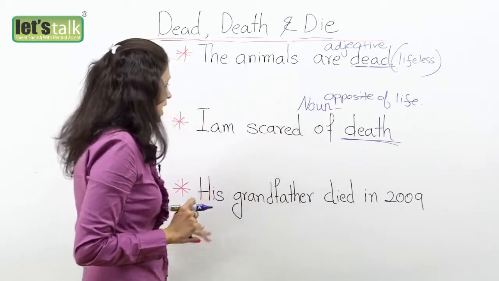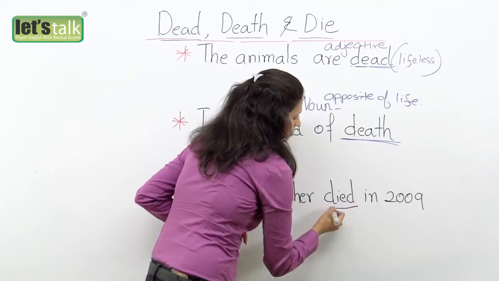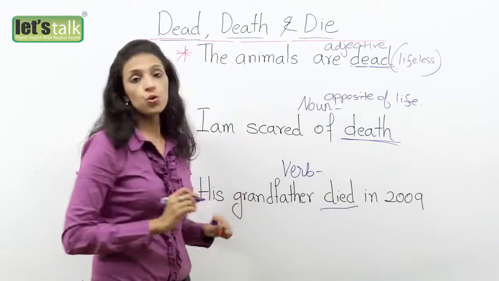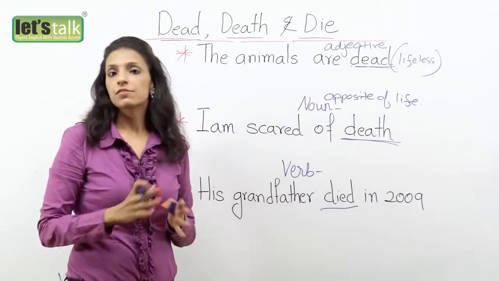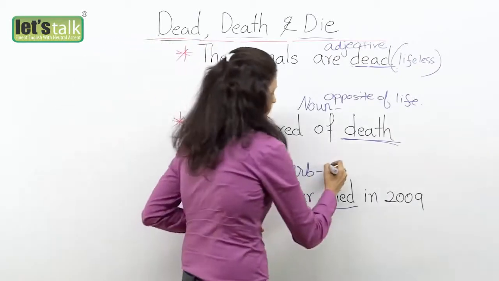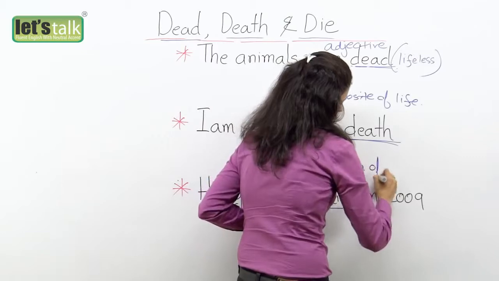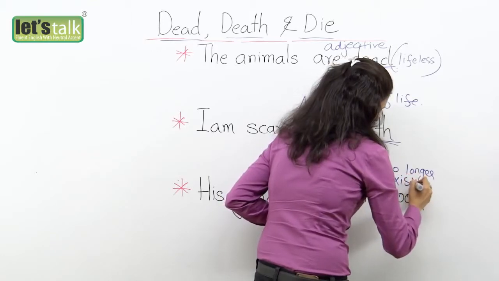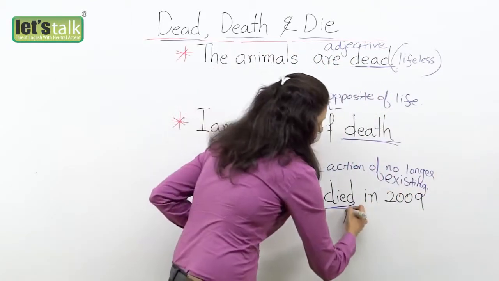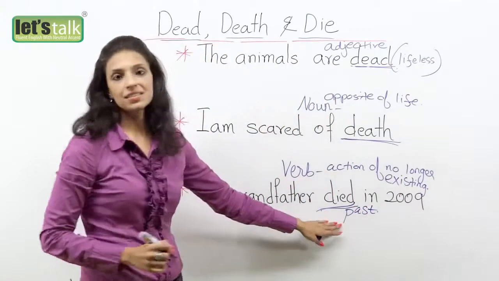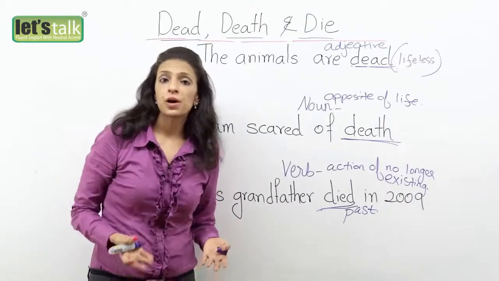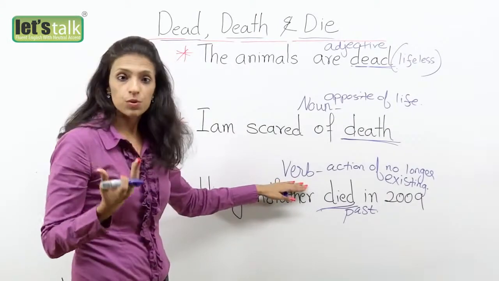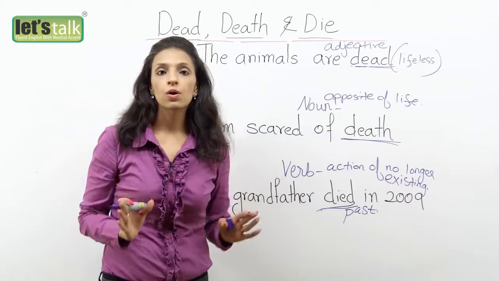Let's take a look at the last one, die. His grandfather died in 2009. Now, die is a verb that shows the action of completing life or the action of no longer existing. Well, died is the past form of die. So many times in news you have reporters telling you a lot of people died in the road accident. That means it's a verb that is an action of no longer existing.